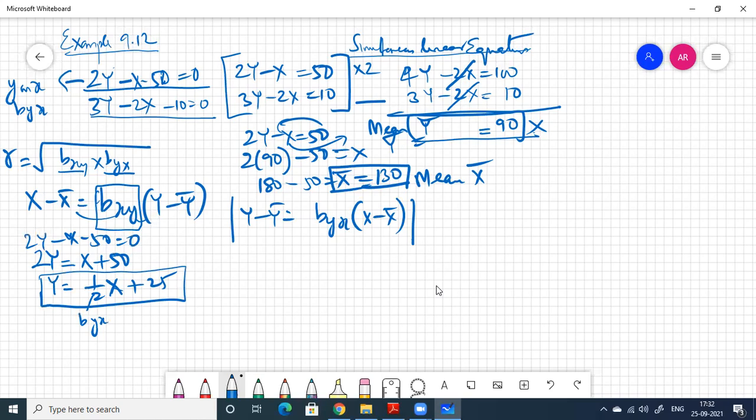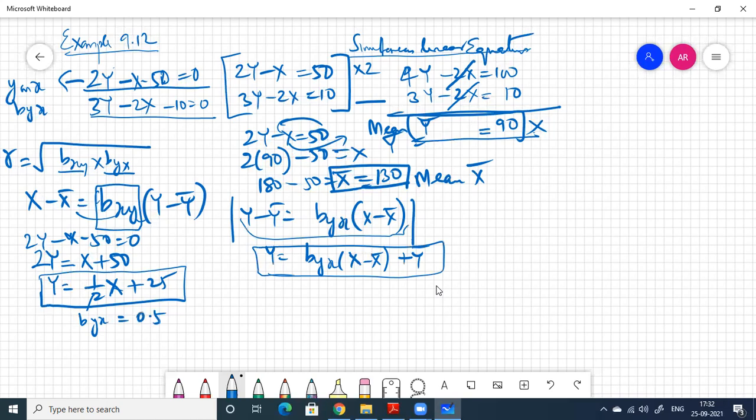Okay, because y is equal to b of yx times (x minus x bar), this y goes to that side, plus y bar, and it becomes like that. So this is the form you are getting. So b of yx equals 0.5. Okay, that is one thing.